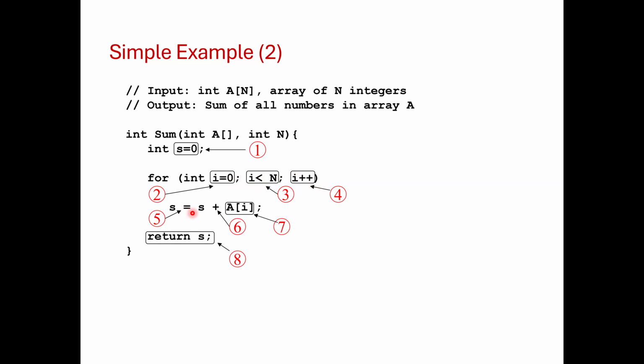Then we have number 5, which is another assignment operation. Number 6 is an addition operation. Number 7 is a subscript operation. So the brackets there are an operator. They are a subscript operator. And then the last operation is a return operation here. So we've identified what? 8 different what? Operations. I hope you're all with me so far. Yes, sir. Yes, we are following.